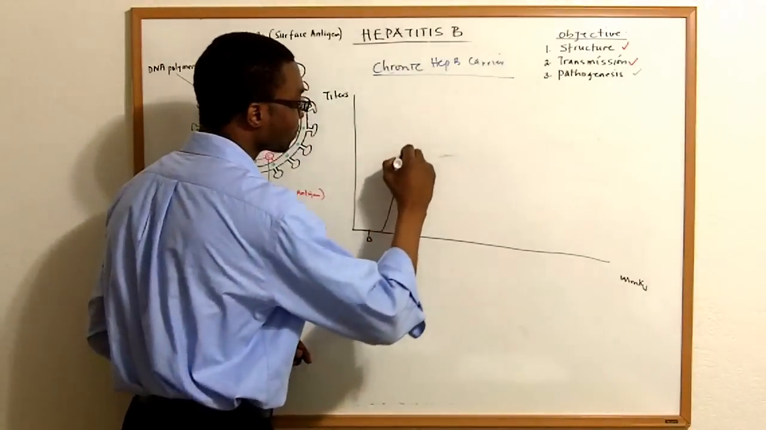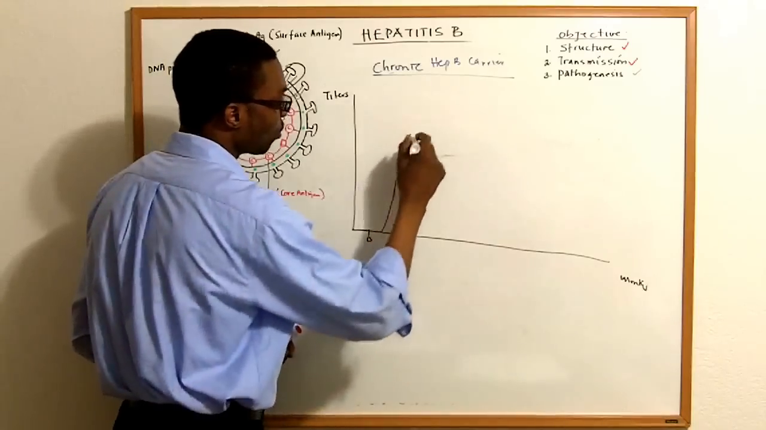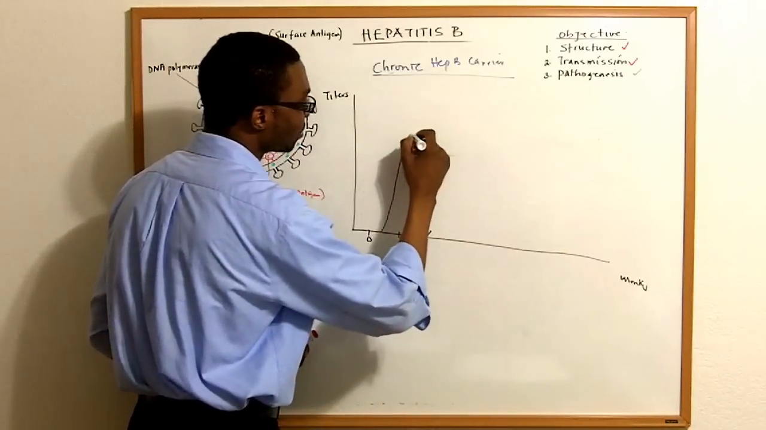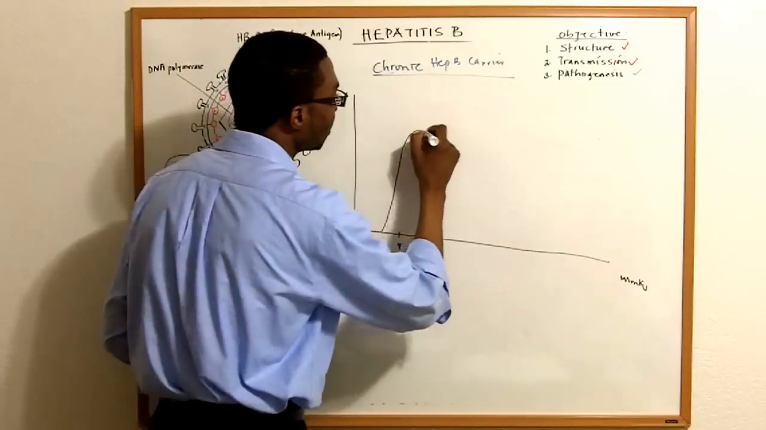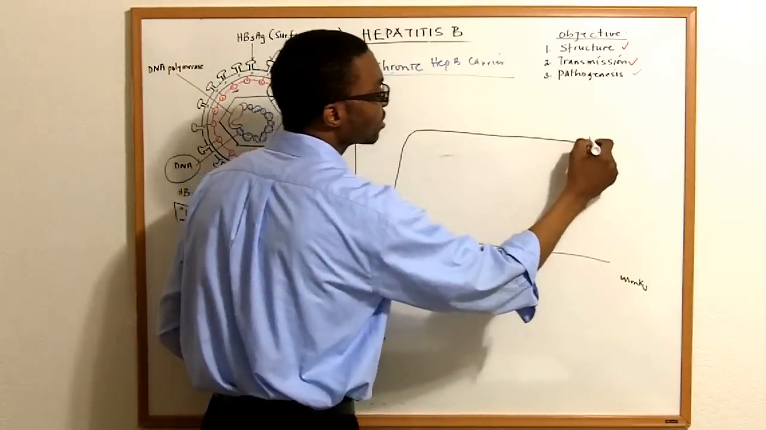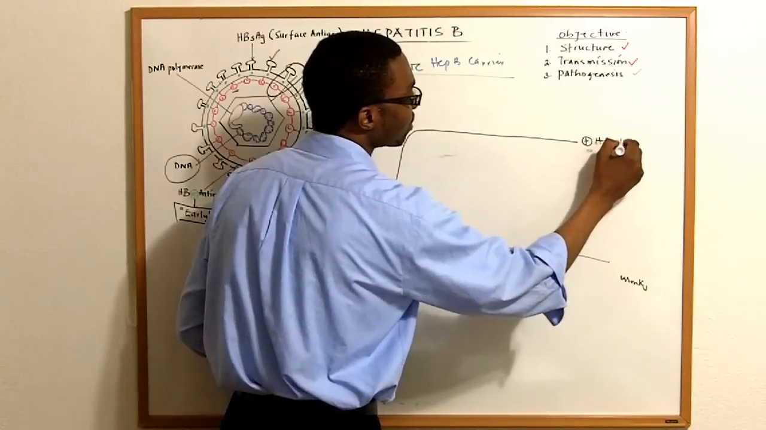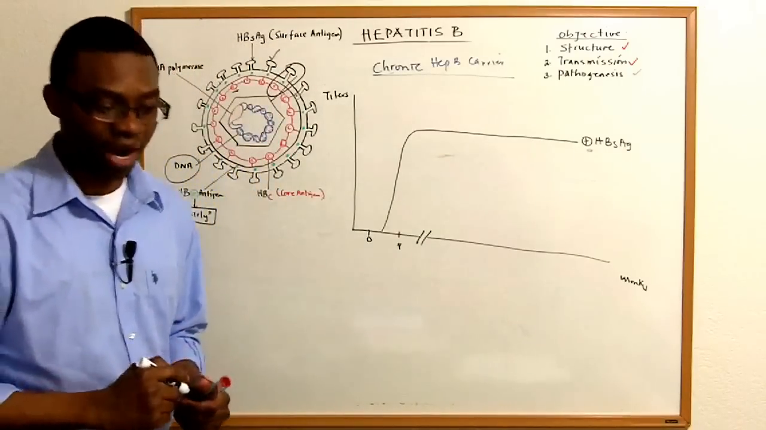And the surface antigen will rise and rise. And instead of falling like the normal one in acute infection, the surface antigen parallels, and they continue to be positive for the hepatitis B surface antigen because they never made an effort to clear the virus.